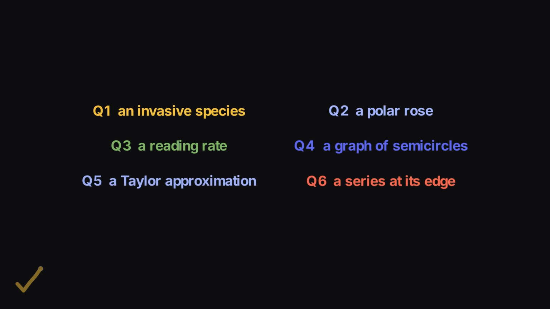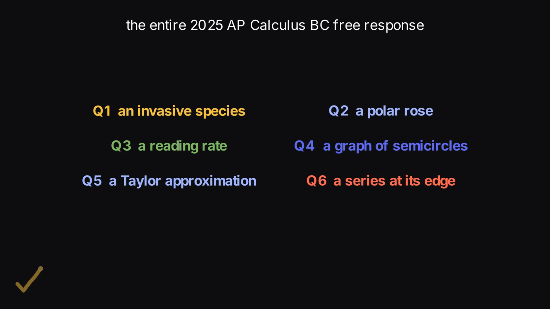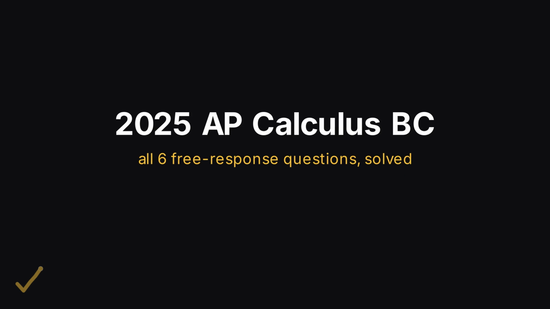This is the entire 2025 AP Calculus BC free response section, all 6 questions, solved start to finish. An invasive species, a polar rose, a graph made of semicircles, and a Taylor series at the edge. Let's solve every one.